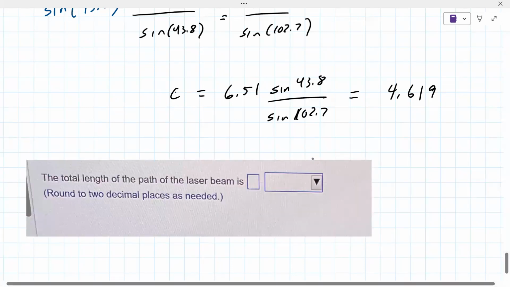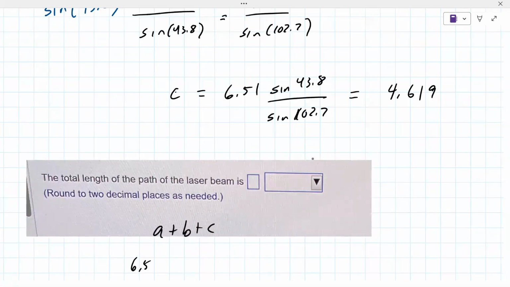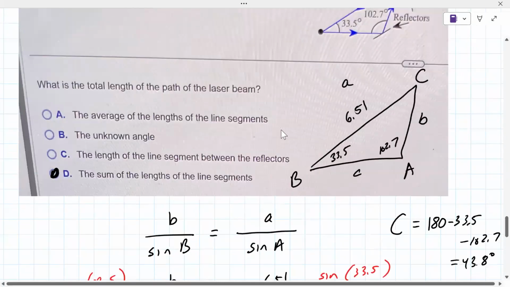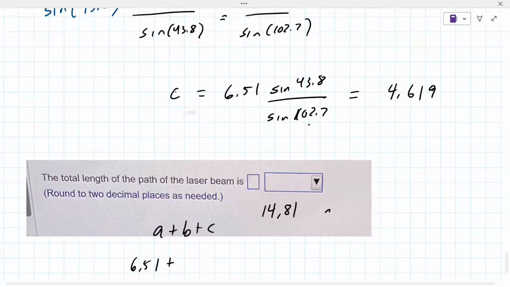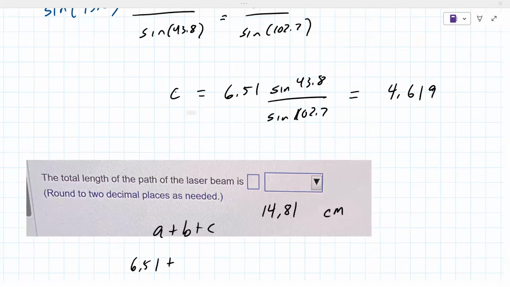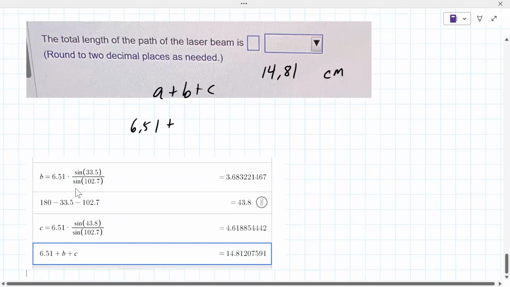So you have to add up A plus B plus C. A is the 6.51. And so you've got all the other values there to add up. A plus B plus C. I guess I don't have A, 6.51. All right, so I get 14.81, and then units. I don't know, what are the units here? Centimeters. Like that. And then I'll snip in all these calculations in case you want to look at them later. This is more of a programmatic way to do it, but it works really well.